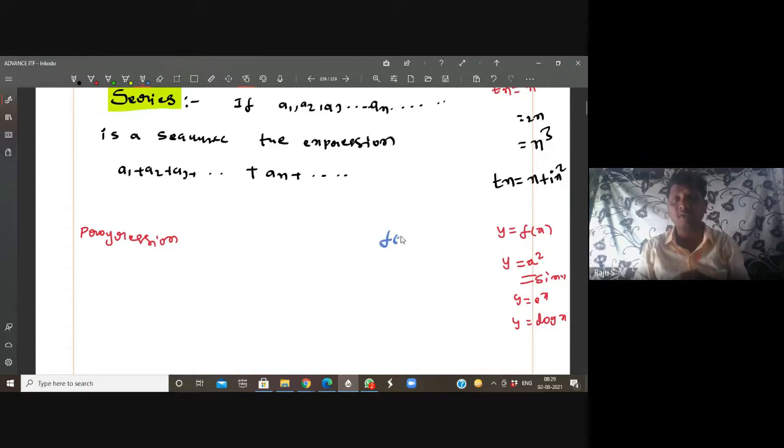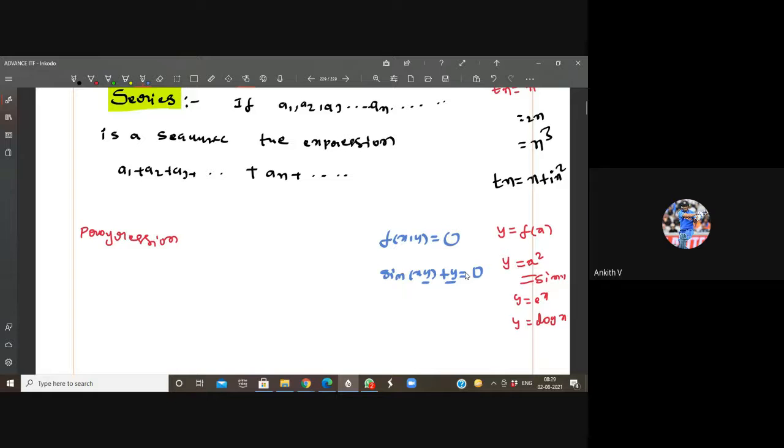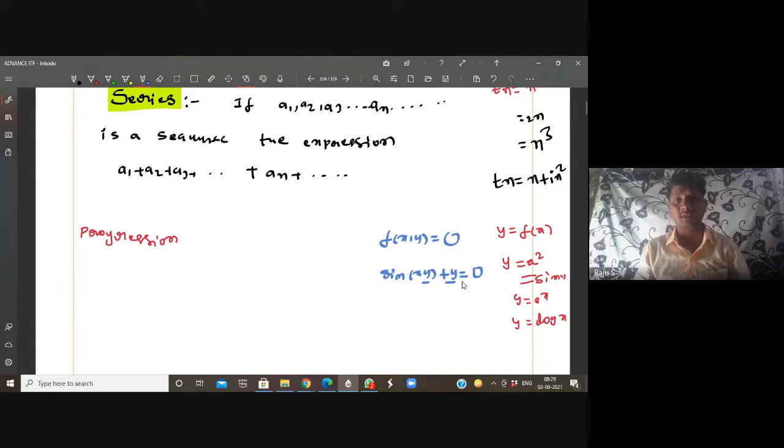An implicit function means f of x comma y is equal to 0. We cannot write it in the form y is equal to f of x, where y is a function in terms of x. We cannot separate them. Where y is on one side and x is on the other side, that is called an explicit function. Implicit means we cannot write it so. For example, sine of xy plus y is equal to 0. Can you write y is equal to something in terms of only x? Can you separate? Is it possible here? y is here, y is here. We cannot separate, even if we simplify.